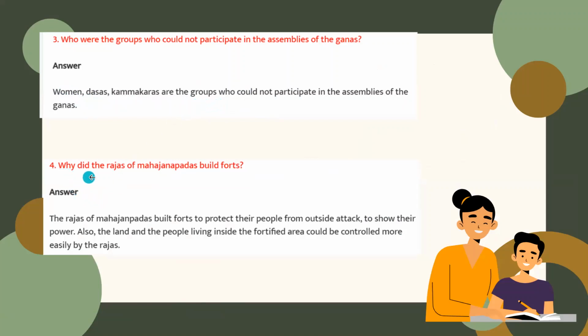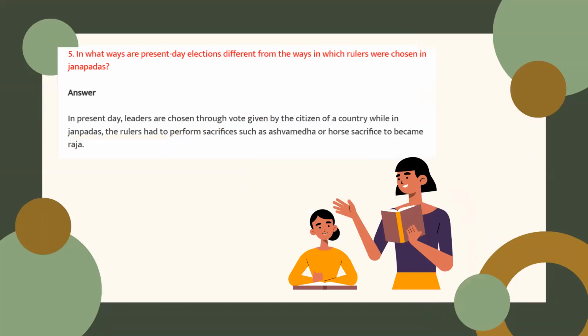Then the next question is, why did the Rajas of Mahajanapadas build forts? So that they could protect their people from outside. Also, sometimes these fortified walls were built to show how rich and how powerful they were. And also, when there is a fortification, more and more people can be easily controlled. That is why these fortifications were built.